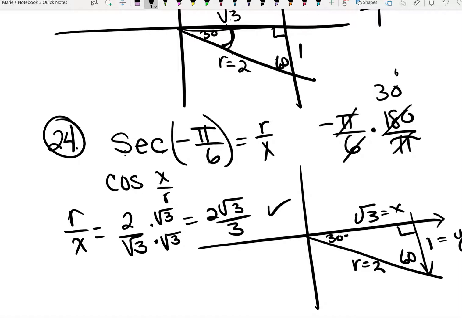And next thing to consider, it's cosine. Cosine is positive here because remember, all students take calculus. So cosine is positive here, so this would be positive. Your answer choice for number 24 should have been B. All right.